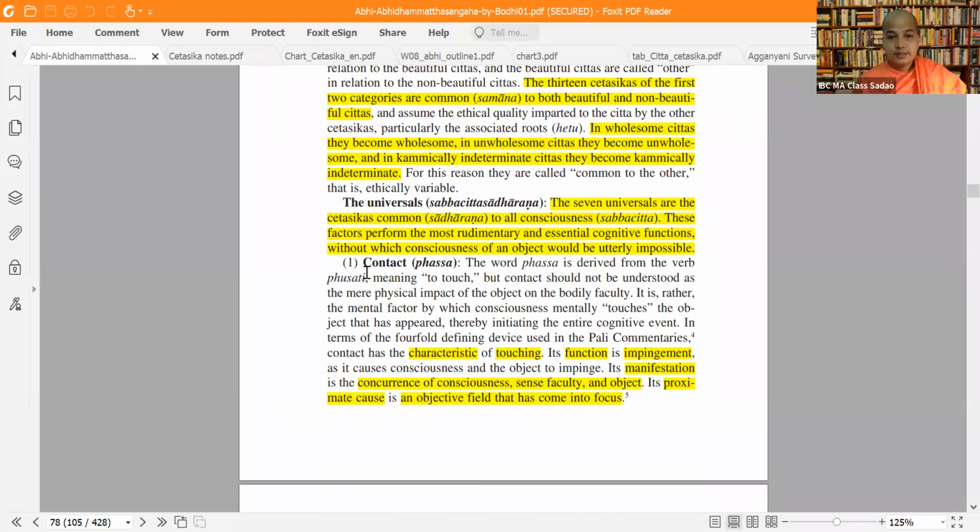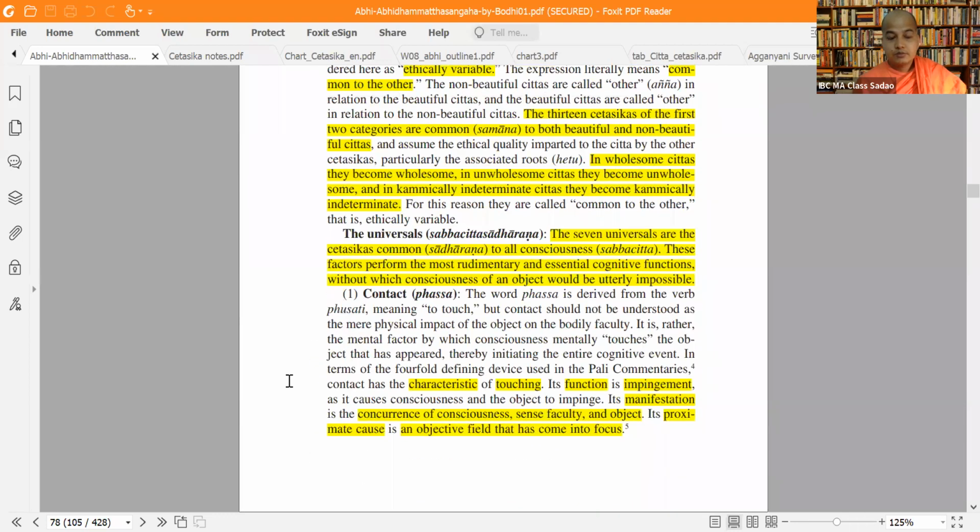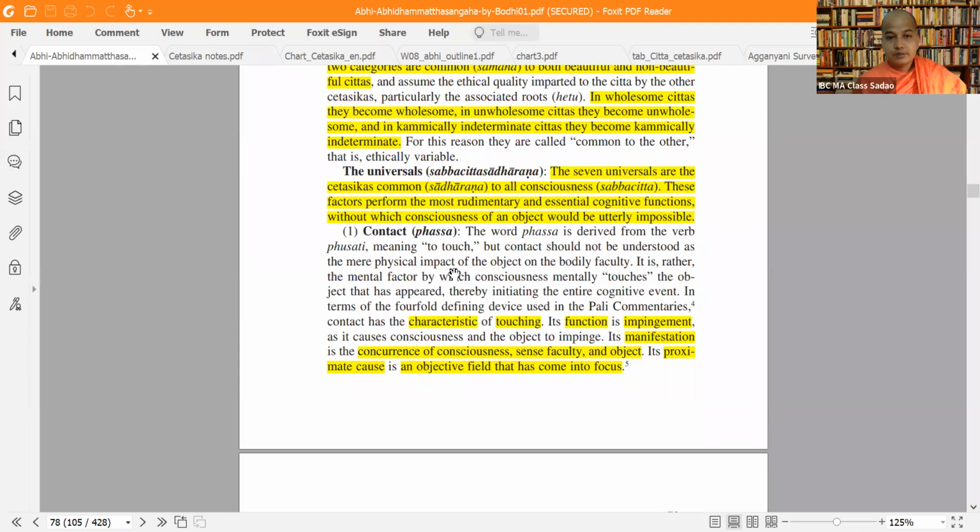the first mental factor that is described here is contact. Phassa, right? That is the first of the 7 universal mental factors. Now, if you look at this description here, it says the word phassa is derived from the verb phusati, meaning to touch. But contact should not be understood as the mere physical impact of the object on the bodily faculty. It is rather the mental factor by which consciousness mentally touches the object that has appeared, thereby initiating the entire cognitive event.